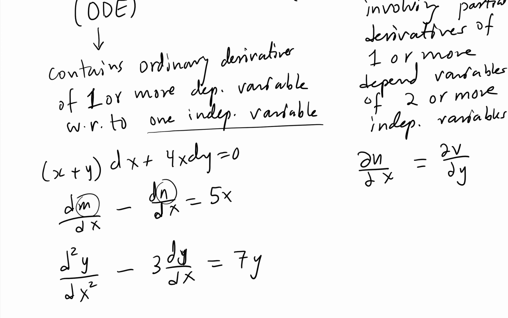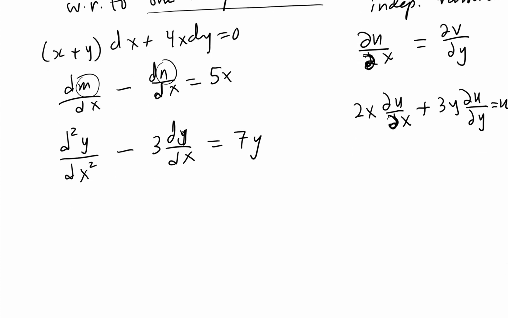Or 2x partial u/partial x plus 3y partial u/partial y equals u. That's another one. First, it contains partial derivatives, as you learned back in Calc 3, and also it has more than one independent variable. So you are differentiating with respect to more than one variable. The first one was with respect to x and y, and the same thing with the other one. So those are called partial differential equations.